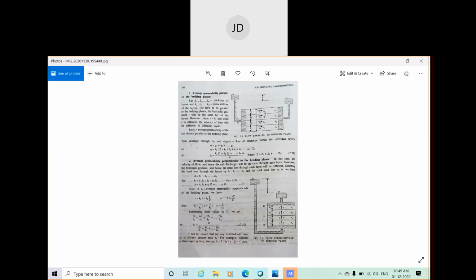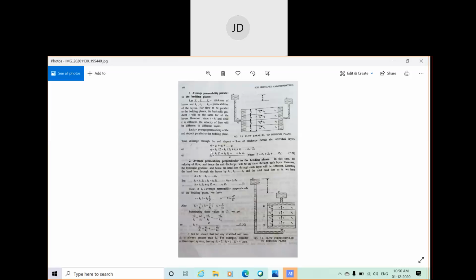And in each layer, the value of Q will also be different. Since velocity is different, the discharge through each layer will also be different. So you can see Q1, Q2, Q3 up to Qn are what? They are the rate of discharge per unit time through each layer, fine. So mathematically we can say the total discharge through the soil deposit must be equal to Q1 plus Q2 plus Q3 up to Qn. Fine. So as per Darcy's law, Q is equal to KIA, isn't it?